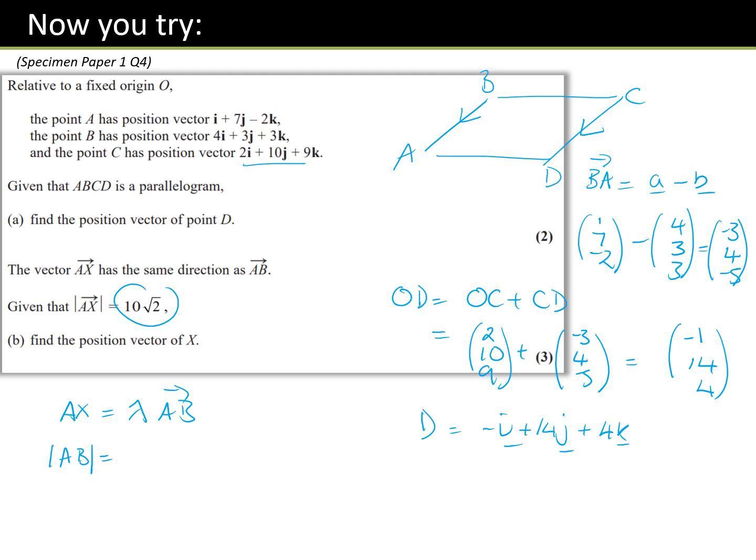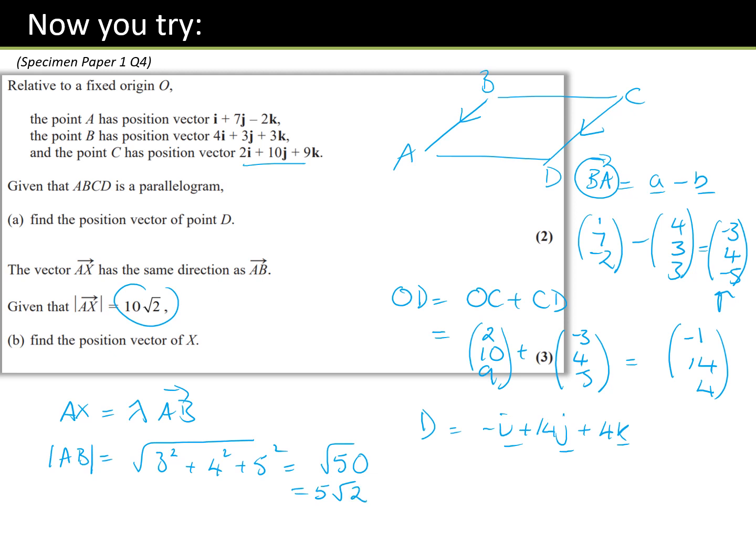So the length of AB will be the magnitude of it, and we've already found that BA was this vector here, so AB would just be the reverse of that. In order to find the length of the line, we're just going to do Pythagoras. It doesn't matter that we have to reverse it, because we're just going to be squaring those numbers. So it's 3 squared plus 4 squared plus 5 squared, which is the square root of 50, which is 25 times 2. Taking 25 out of the root gives 5 root 2.